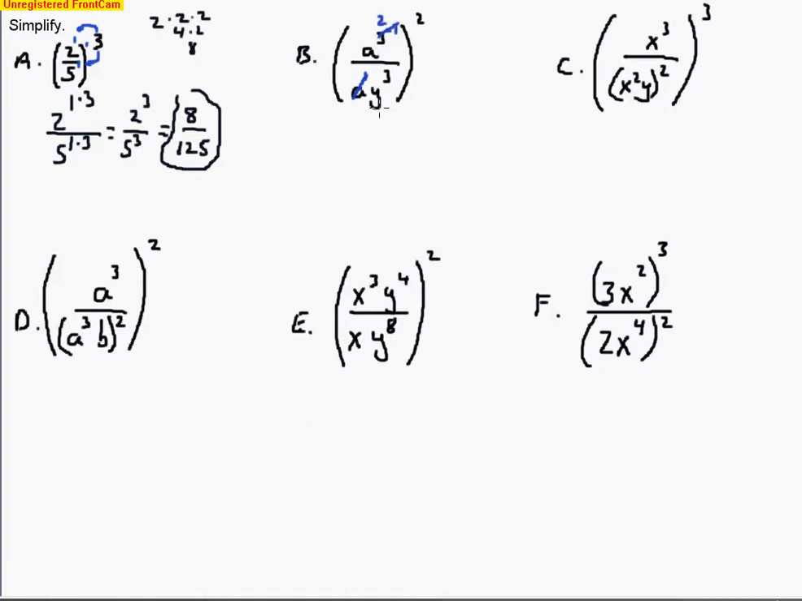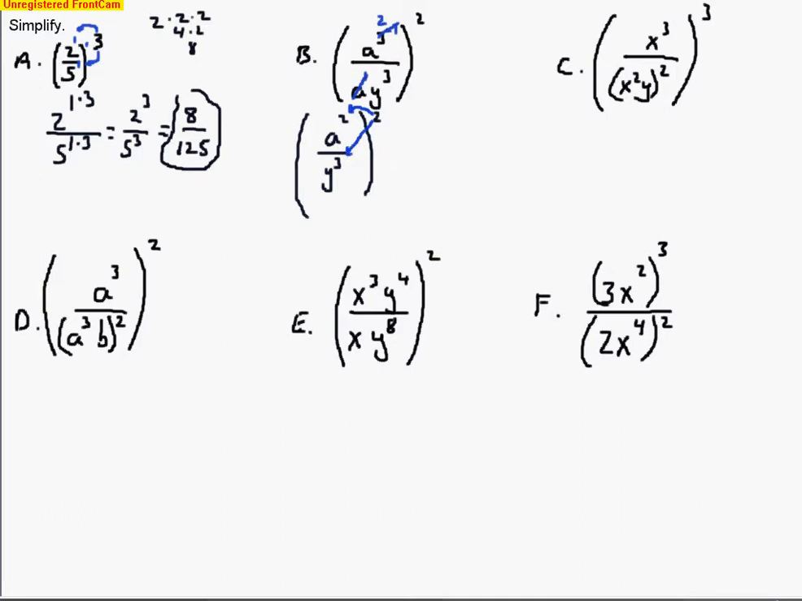Now, I can't reduce with the y because we have different bases. So let's rewrite what we've got. We've got an a to the second all over a y to the third power. And this is all being brought to that second power. And so what we'll do from there is just do the same thing we did on the last one. 2 groups of what's inside the parentheses, so you're multiplying. And so we just multiply exponents in this case.